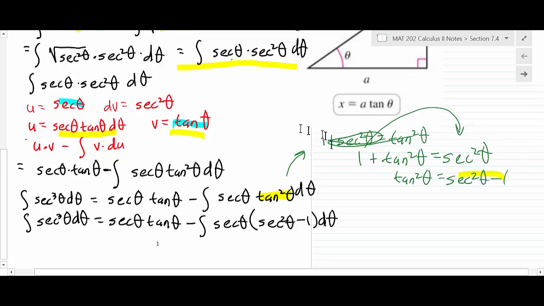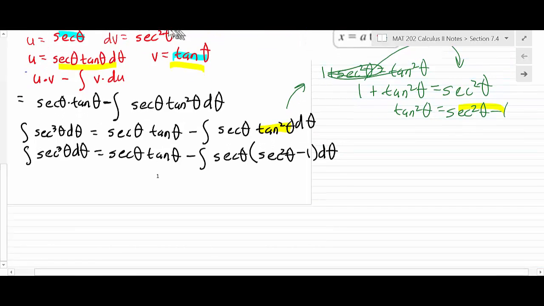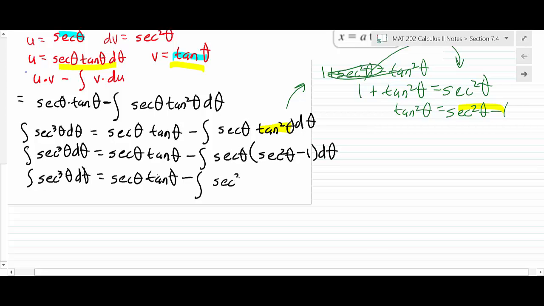Now the reason I'm doing that is because if you look at this integral right here, you have a secant cubed. And you like it when the original integral shows up again when you do integration by parts twice. So you have to keep writing the steps very carefully. I'm going to keep writing down this left side because it's important that you see this the right way. Don't be lazy about it. Just do it. I'm going to multiply this out. That's going to give secant cubed theta minus secant theta d theta.